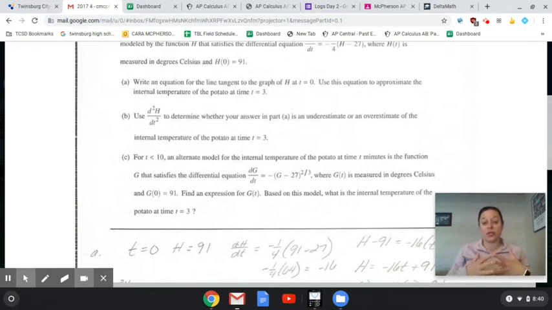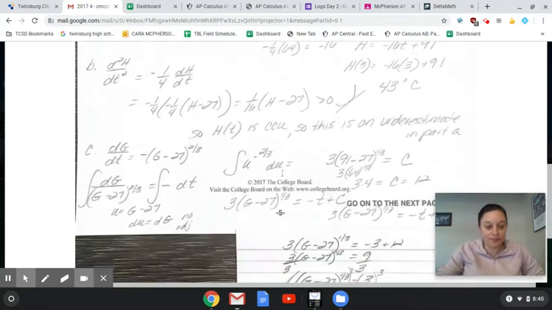So this means it is something you have to separate. And that's where this really comes into more of a chapter 6 type question. You need to get the g's on one side with the dg and the t's on the other side with the dt. And you might be looking and saying, well, there aren't any t's. You're right. So the dt is going to be kind of by itself. So here's my work for that.